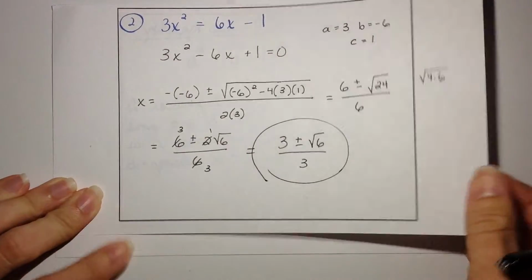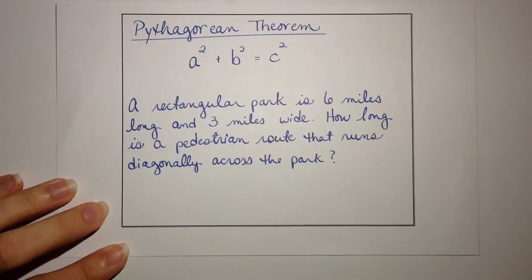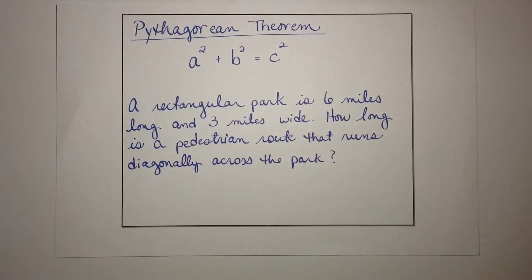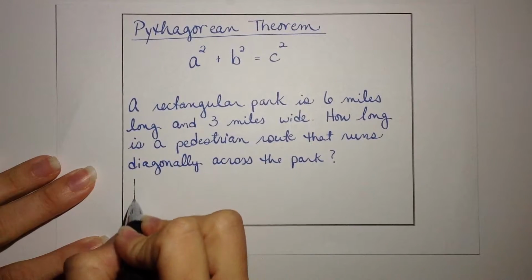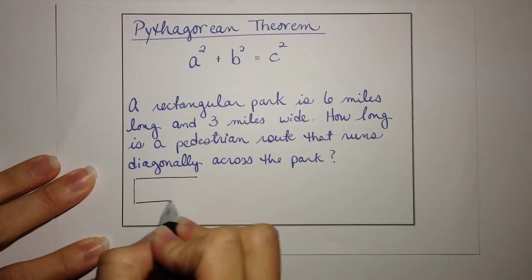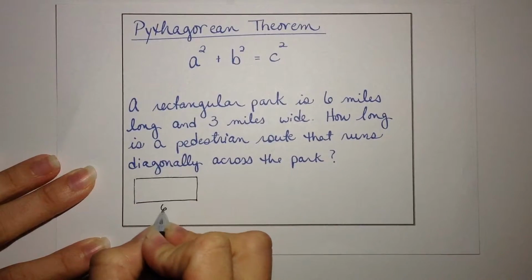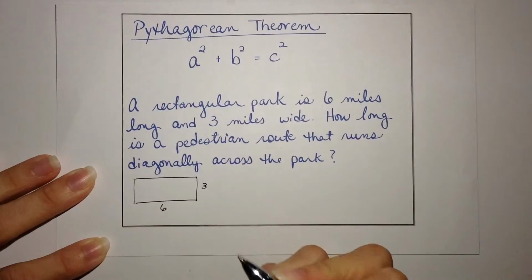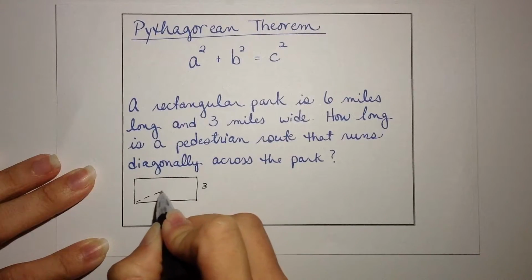Alright, one more problem. This is an application problem using your Pythagorean theorem that you're used to, which is a squared plus b squared equal c squared. Okay, so I have a rectangular park that is 6 miles long and 3 miles wide. So how long is a pedestrian route that runs diagonally across the park? So you can draw a picture here if need be. So we got a rectangular park, 6 miles long, 3 miles wide. Now, the route, the pedestrian route, is the diagonal, so you can draw the diagonal whichever direction you want. I'm going to dot it in this way.